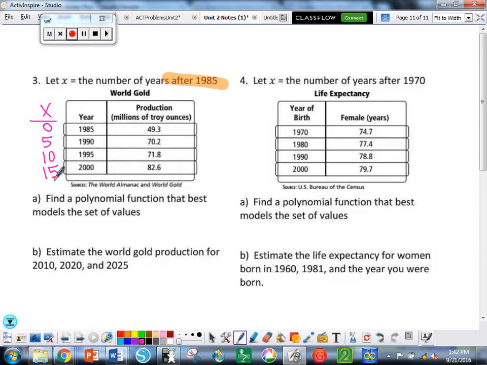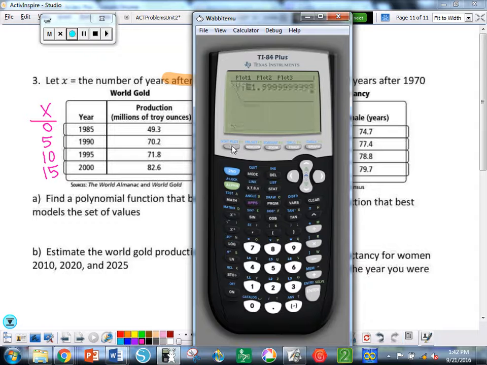Is that okay? When I open my statistics list, I'm not going to put in 85, 90, 95, 2000. I'm going to put in 0, 5, 10, 15, so on. So my x values will be 0, 5, 10, and 15. Now these ones are going to give us some pretty horrendous decimals. Let's just say I want 2 decimal places after any given 0. So if it was 0.0012, I want 0.0012. 2 decimal places after a 0.